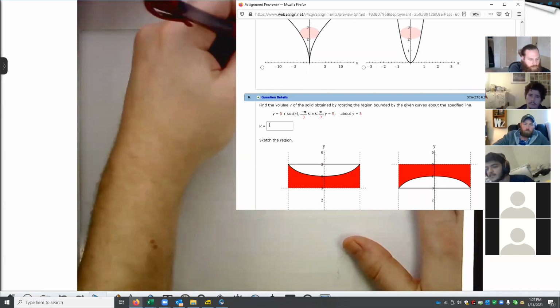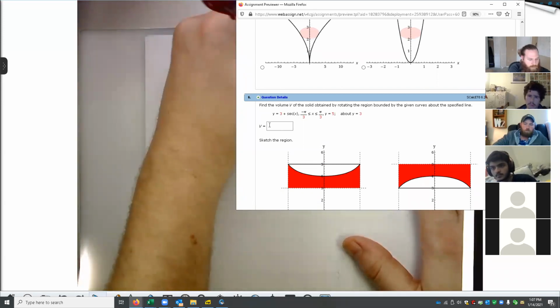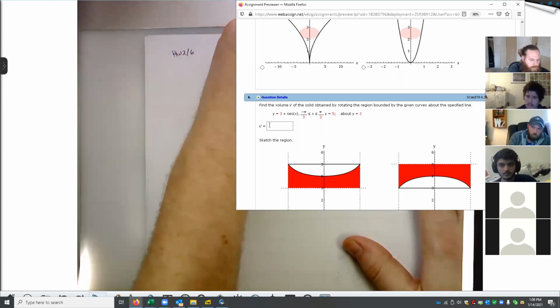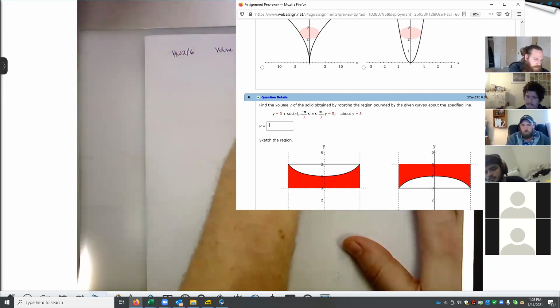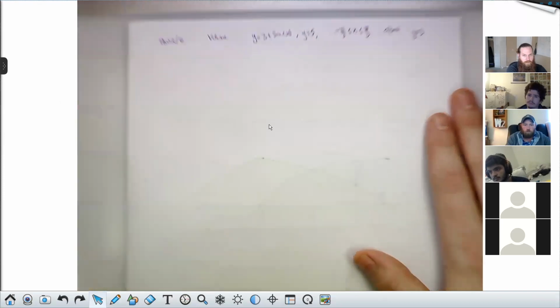y equals 3 plus secant x, y equals 5, and we're just interested in what goes on between negative pi over 3 and pi over 3. We're rotating about the line y equals 3.